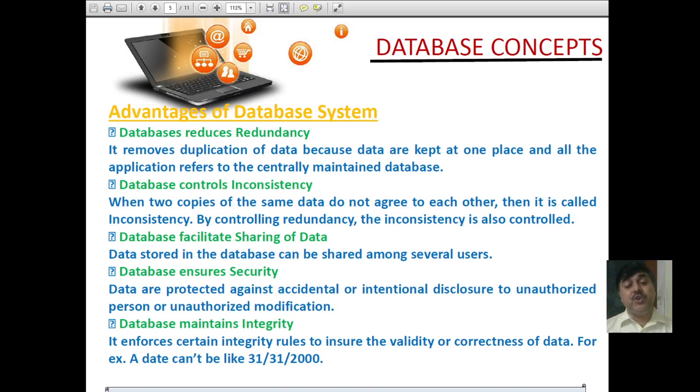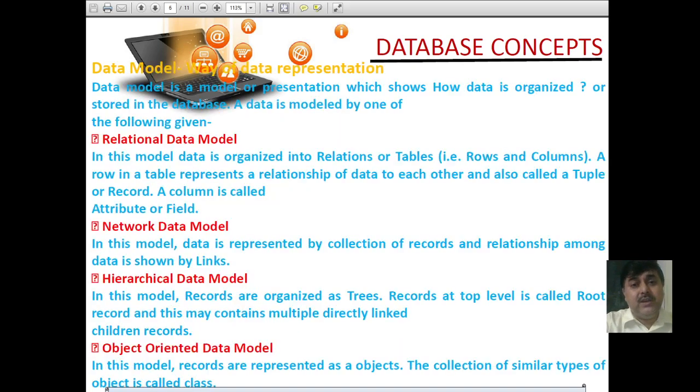The database ensures the matter of security: how much the data is secure, how much the security measures are there, how much it provides accident-proofing, isn't it? An unauthorized person cannot take it. So all these things will be there. Then, database management and integrity. That means it will show you the integrity pattern, the validity of the data in an integrated way.